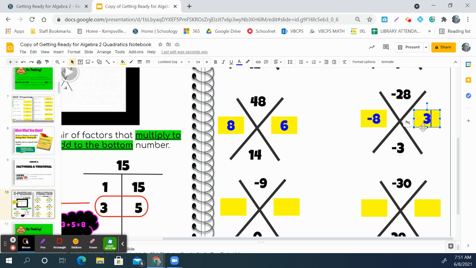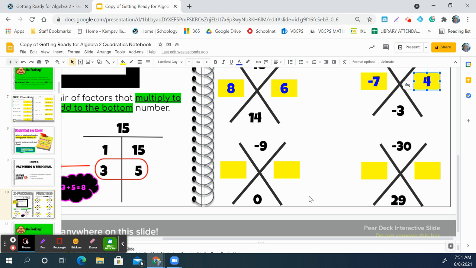Negative 7 and 4. Negative 7 and 4, not negative. So negative 7 times 4 is negative 28. And negative 7 plus 4 is negative 3.